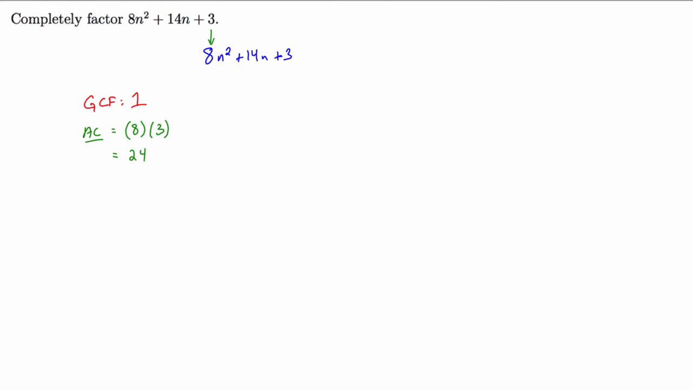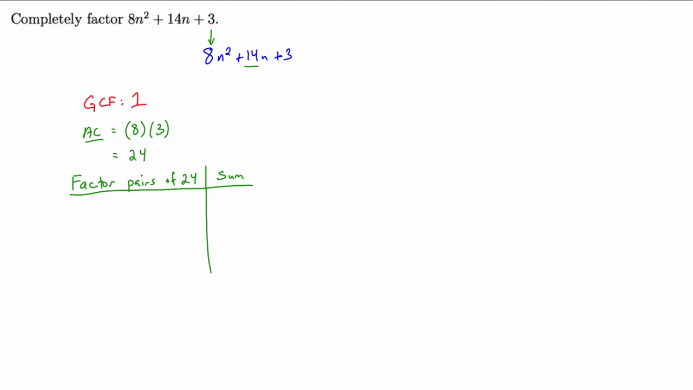We're then going to look for factors of AC that add to make B. In this case, we're looking for factors of 24 that add to make 14. Our next step will be to build the table of factor pairs of 24. One column will have the factor pairs of 24, the other column will have the sum of those factor pairs, because we're looking for a pair of numbers that multiplies to make 24 and adds to make 14.